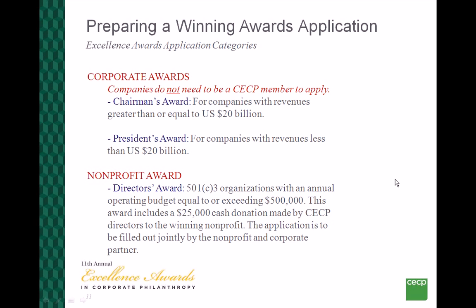And one nice benefit to being recognized with this award is that CECP's Board of Directors makes a $25,000 contribution to the nonprofit that wins the award, in addition to some of the other benefits that Courtney mentioned previously.